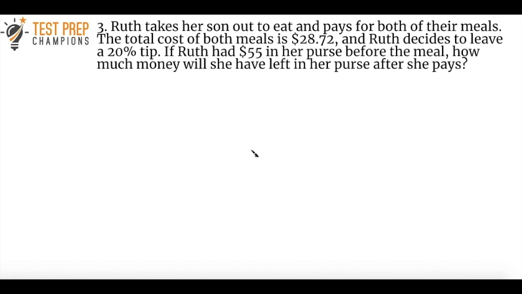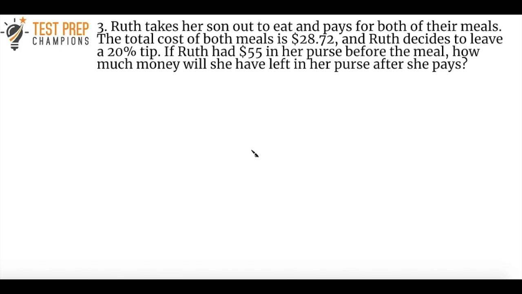Question number 3. Ruth takes her son out to eat and pays for both of their meals. The total cost of both meals is $28.72, and Ruth decides to leave a 20% tip. If Ruth had $55 in her purse before the meal, how much money will she have left in her purse after she pays? So pause the video now and try to figure this question out.